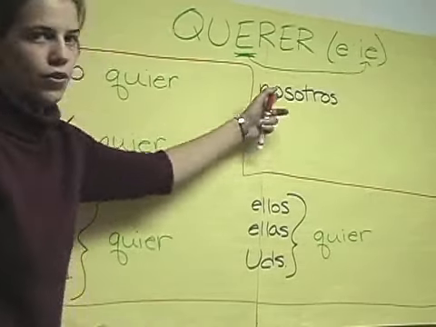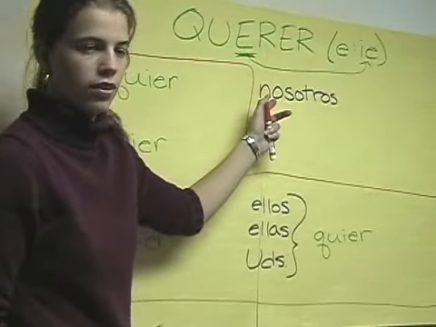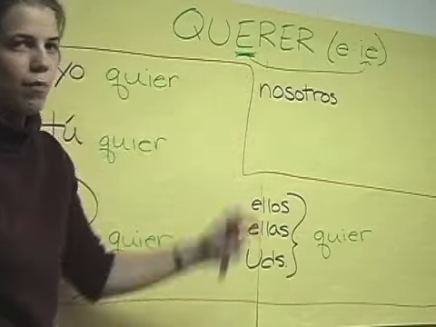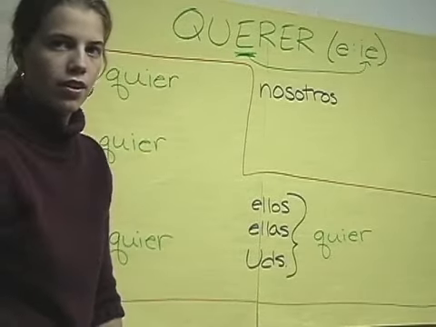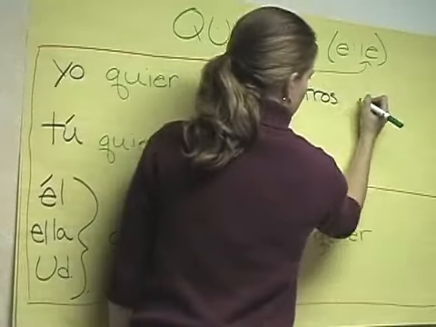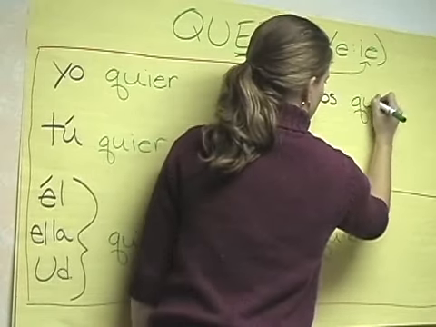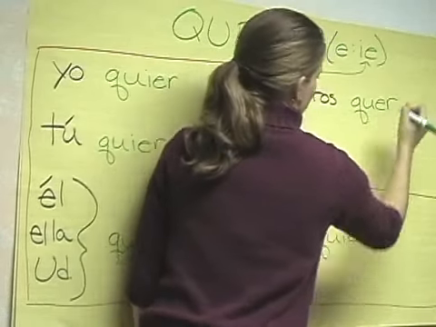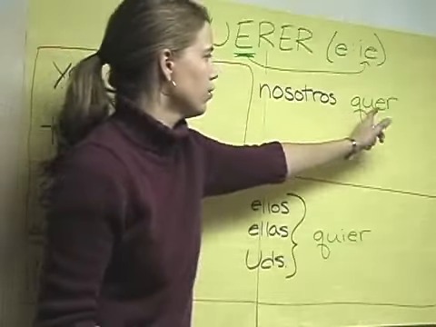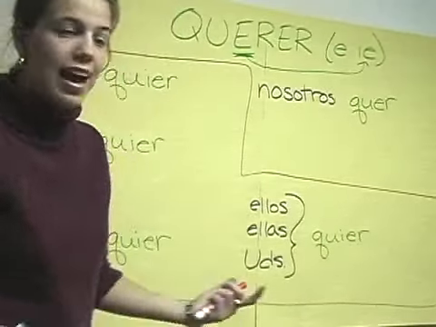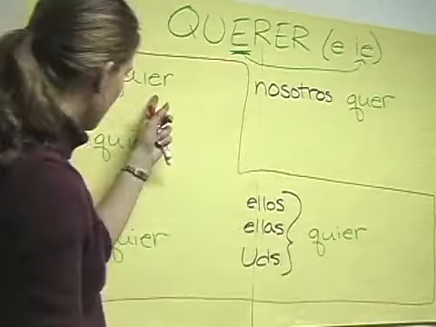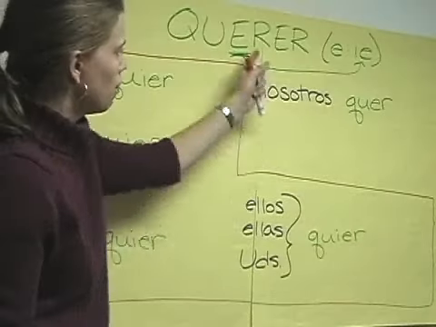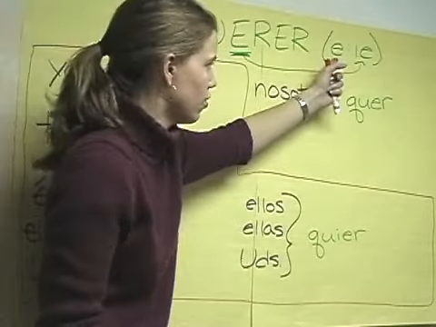Now, is nosotros in the shoe? No, it's not. So what stem would we write down? You write the same stem that we have in the verb. No changes, right? That's right. So we just write Q-U-E-R. Now, we've got our stem down for each of our pronouns. We've taken care of our change here.